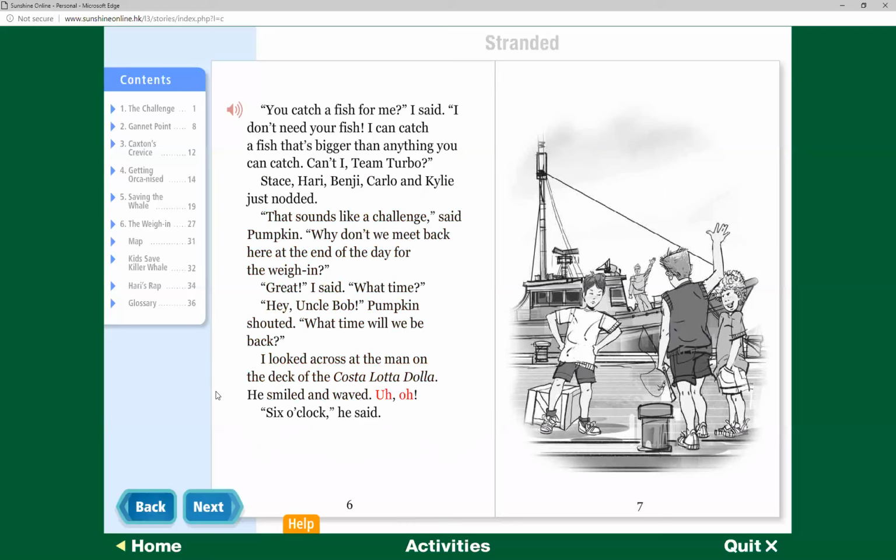Everyone did exactly as I told them, except for Doris. Before Carlo could get to the bait bag, Doris had grabbed it and run off. Without bait, there would be no fish, and without fish, there would be no end to Pumpkin's boasting.